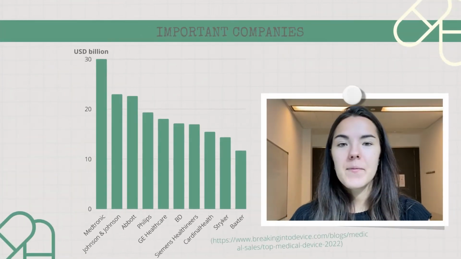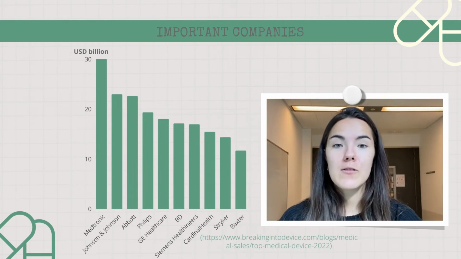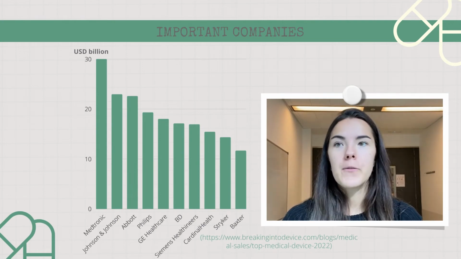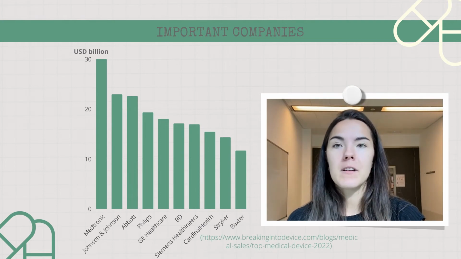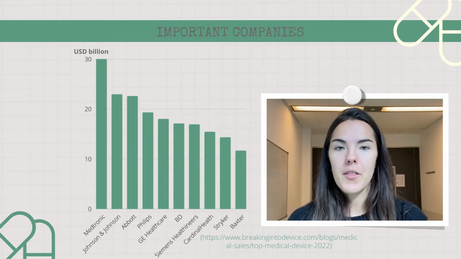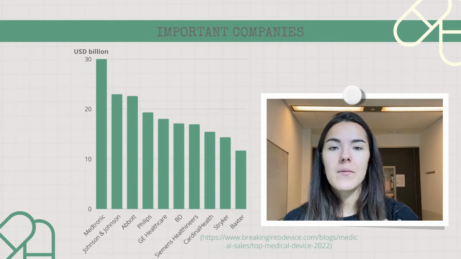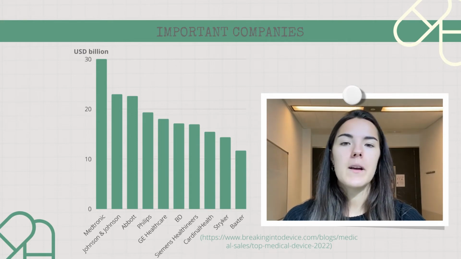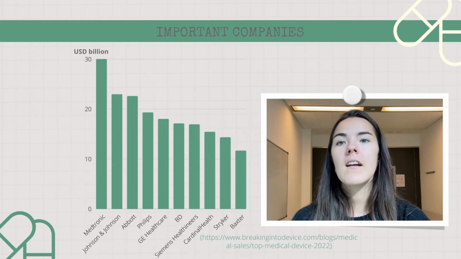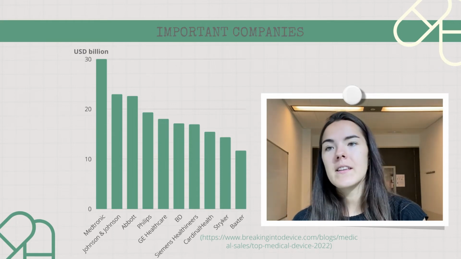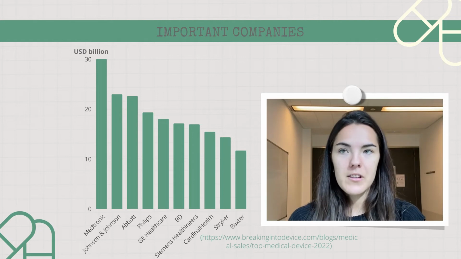Here we can see 10 medical device companies in 2022 based on revenue. So the richest one is Medtronic, which is based in Minnesota, North America. They specialize in manufacturing and marketing devices in the following areas: cardiac rhythm disease, spinal biologics, cardiovascular, neuromodulation, diabetes, and surgical technologies.